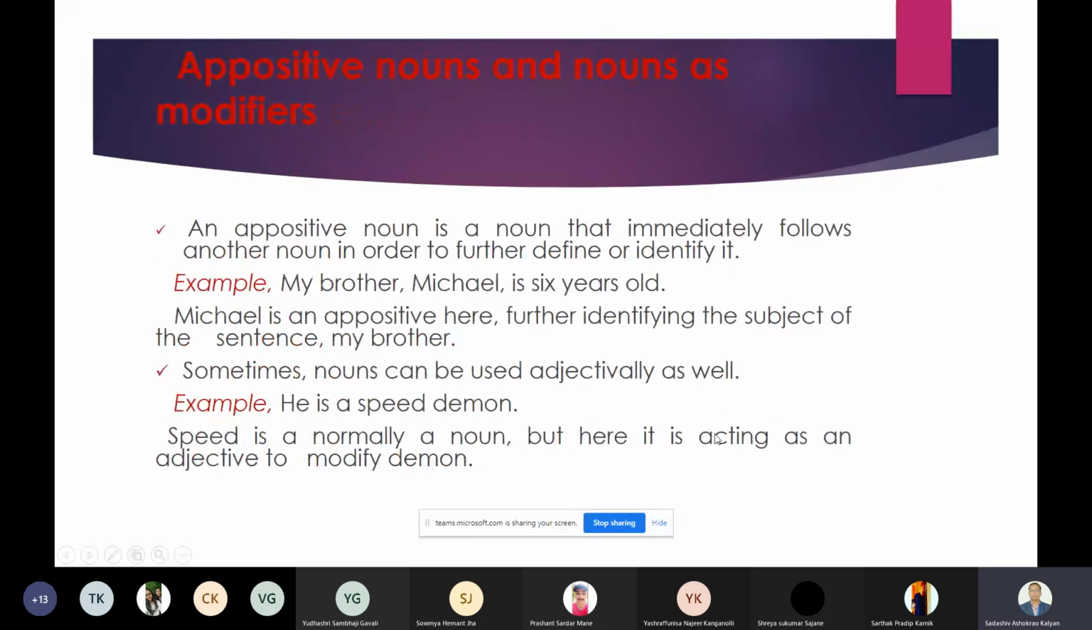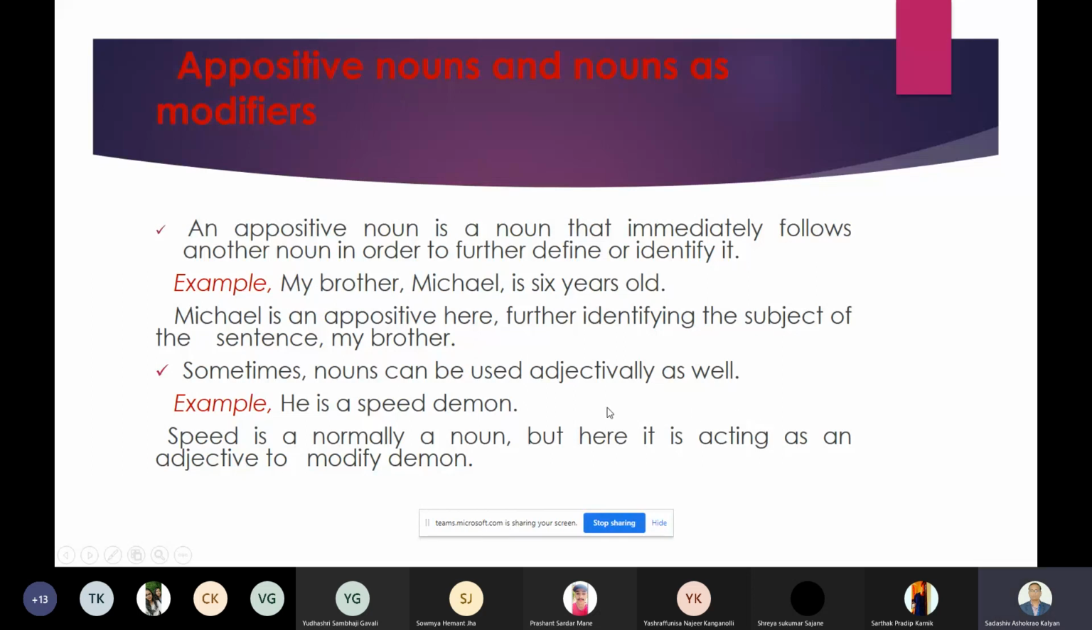Then appositive nouns. Appositive nouns are nouns which immediately follow another noun in order to define it, like in "My brother Michael is 6 years old." Here, Michael is called the appositive and identifies the subject of the sentence, my brother.